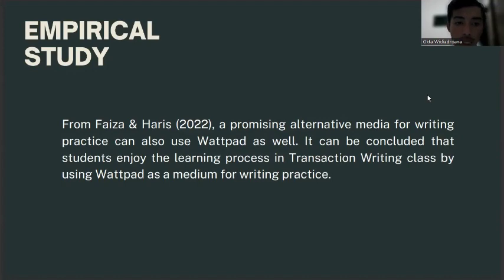Next, from Faisa and Harris 2022, a promising alternative media for writing practice. It can be concluded that students enjoy the learning process in narrative writing class by using Wattpad as a medium of writing practice.